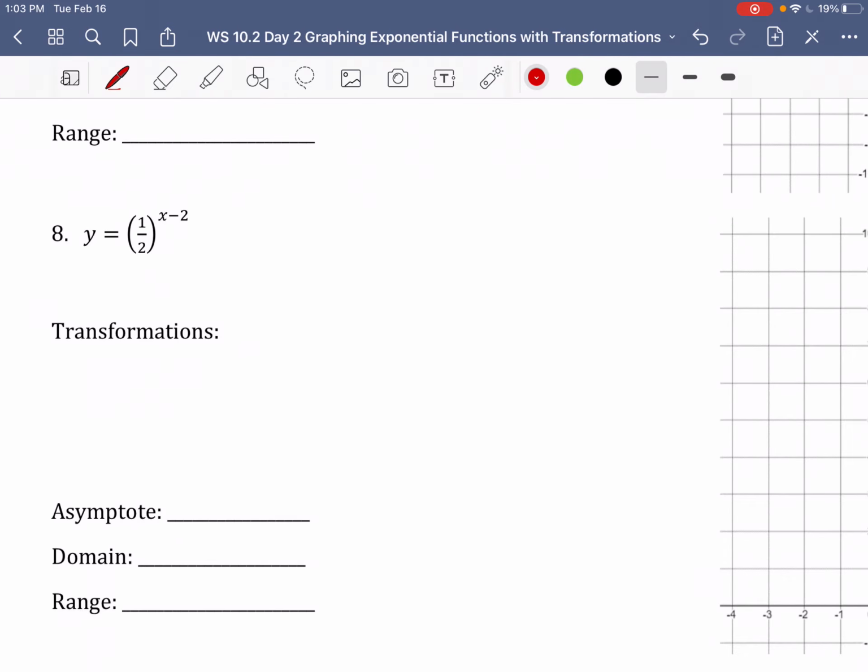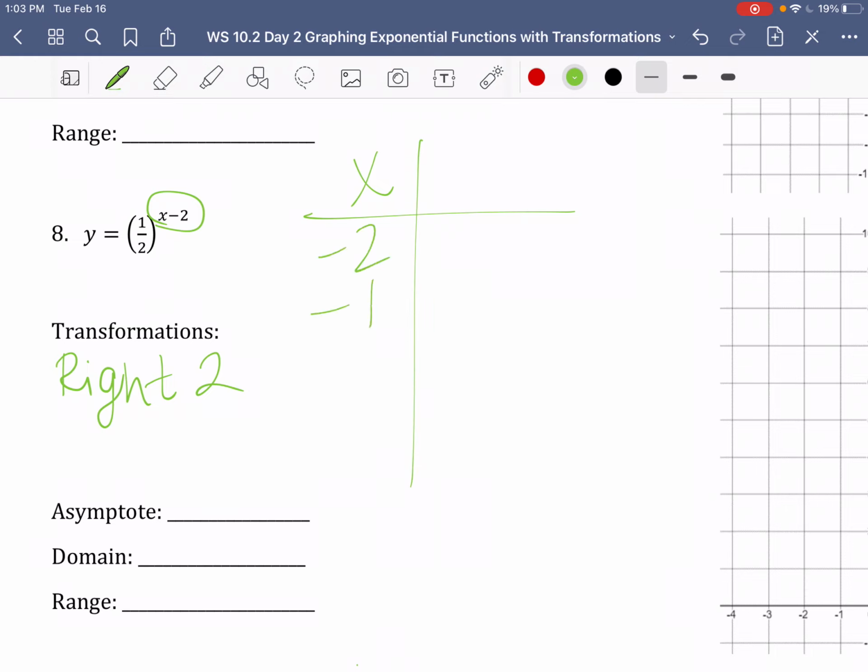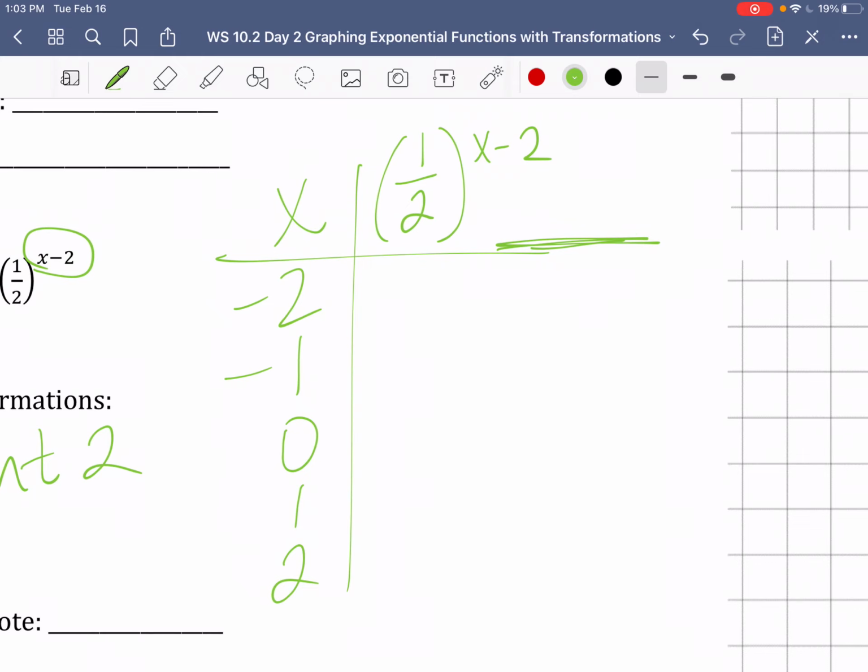8. Now we have an exponent that has a shift. So if it's x minus 2, you're going to do the opposite, which means you're going to go right 2. So when I would make my table for this, I still have my -2, -1, 0, 1, 2. We're going to need a little bit more room for our table now because it's 1/2 to the x minus 2.